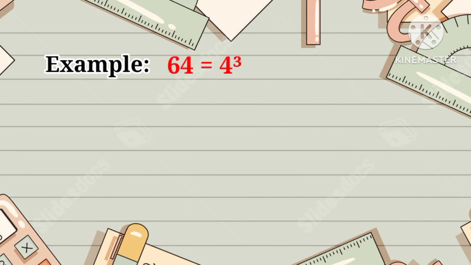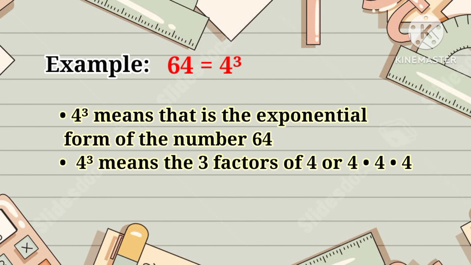Another example is 64 is equal to 4 cubed. 4 cubed means that is the exponential form of the number 64. 4 cubed means the 3 factors of 4, or 4 times 4 times 4.